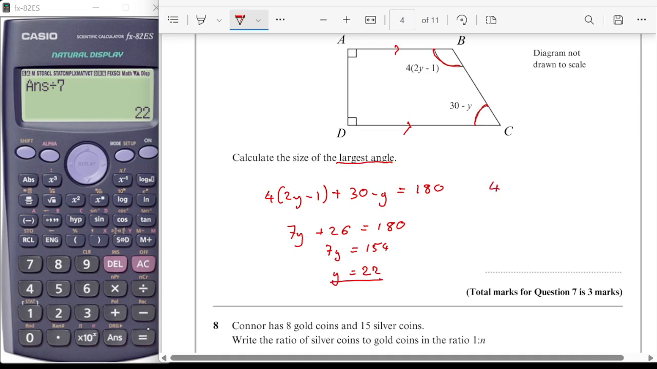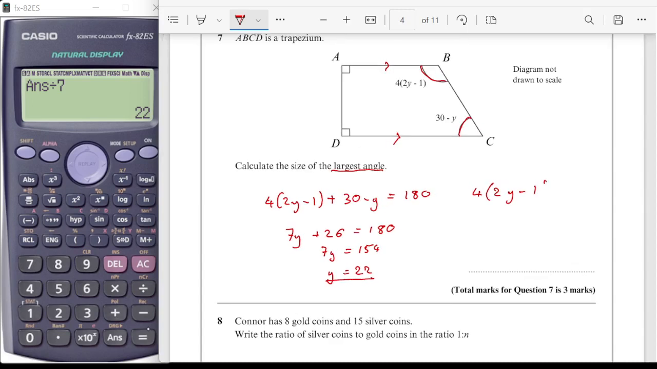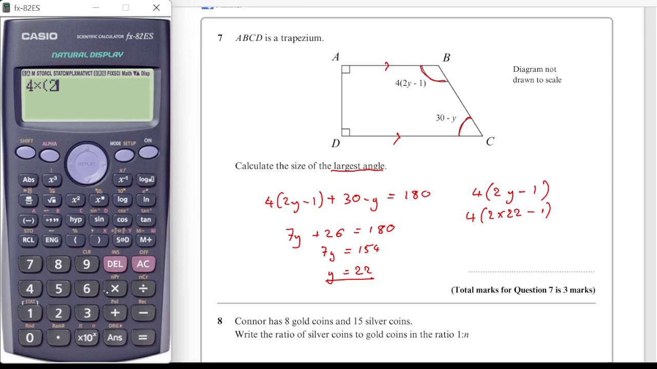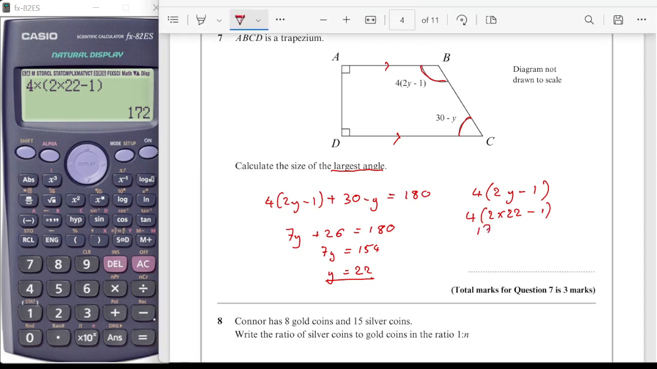So the largest angle was 4 lots of 2y minus 1. So that's going to be 4 times by 2 times by 22 minus 1. Again, we can type it in like that on our calculator. 2 times by 22 minus 1. Close my bracket, and I get 172 for my largest angle. So 172 degrees.